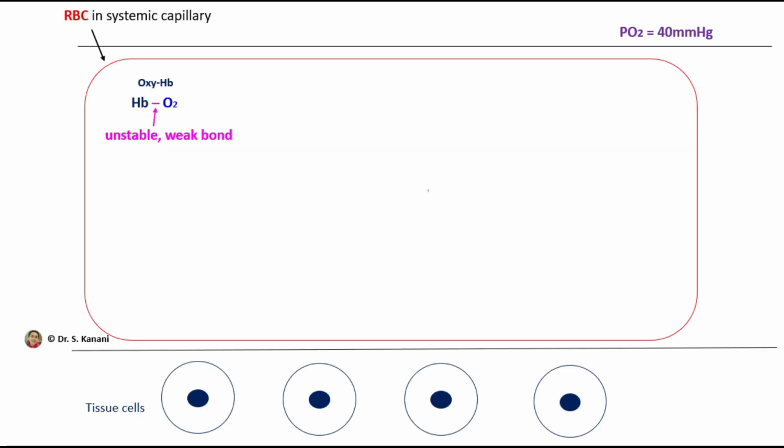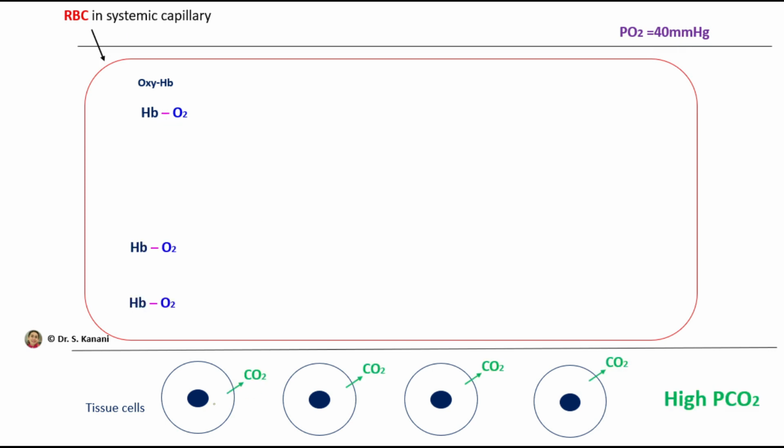So we have a closer view of the red blood cell inside the systemic capillary. And we already know because pressure of oxygen in systemic capillary is low, the bond between hemoglobin and oxygen is unstable and weak. And we already know that tissue cells produce carbon dioxide through different chemical reactions that they have, including aerobic cellular respiration. So in tissues, pressure of carbon dioxide is high. That explains why carbon dioxide from tissues diffuses into the blood capillary.